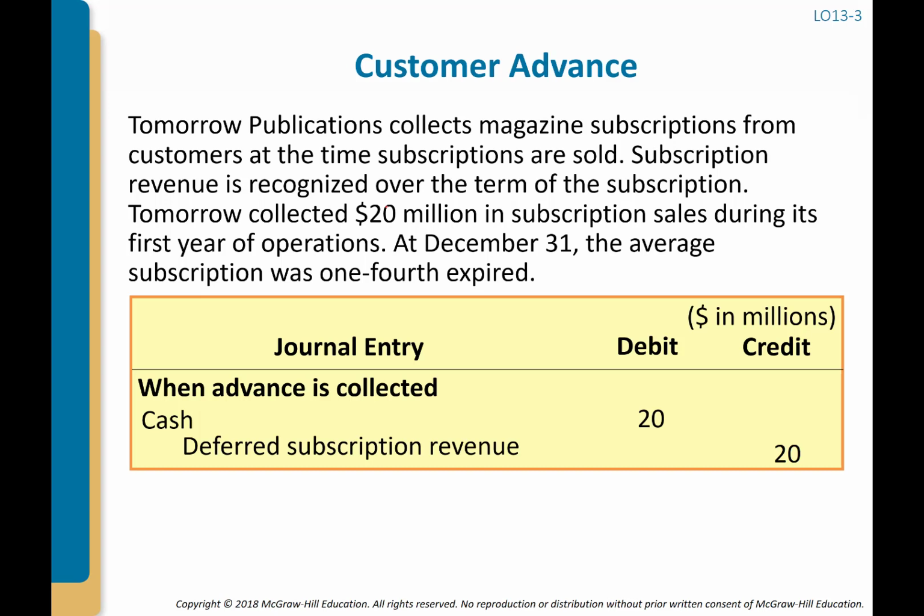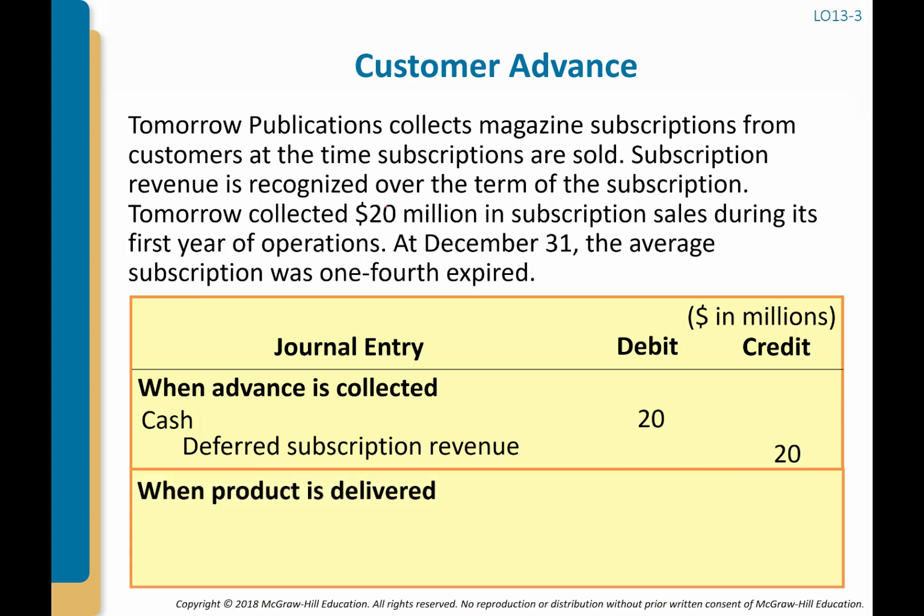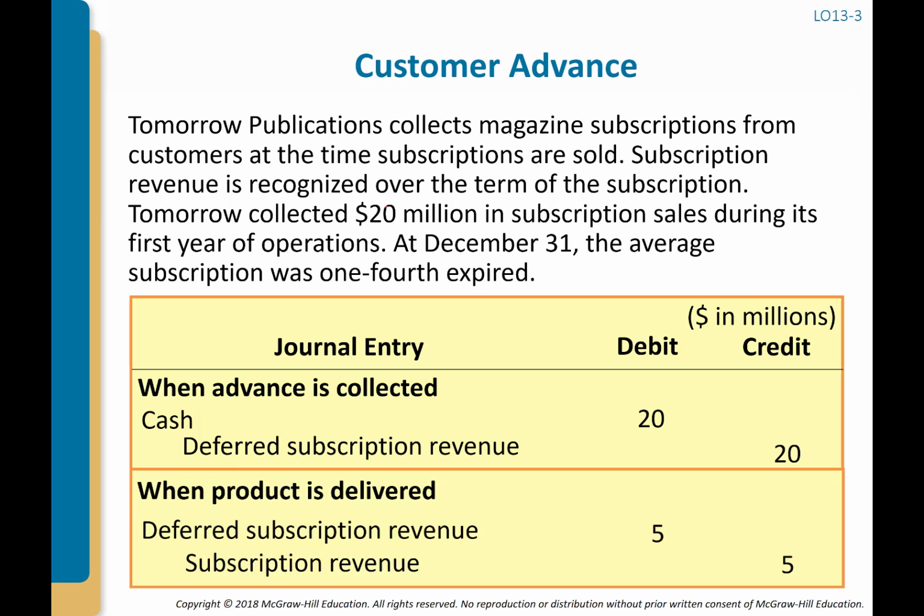Tomorrow collected $20 million in subscriptions in its first year of operation. At December 31st, the average subscription was 1/4 expired. So that means they've earned what? 1/4 of this, haven't they? Okay, so it's very simple. You just say, okay, $20 million divided by 4 means that $5 million has been earned, right? Just like 1/12 of the rent had been earned on that thing.